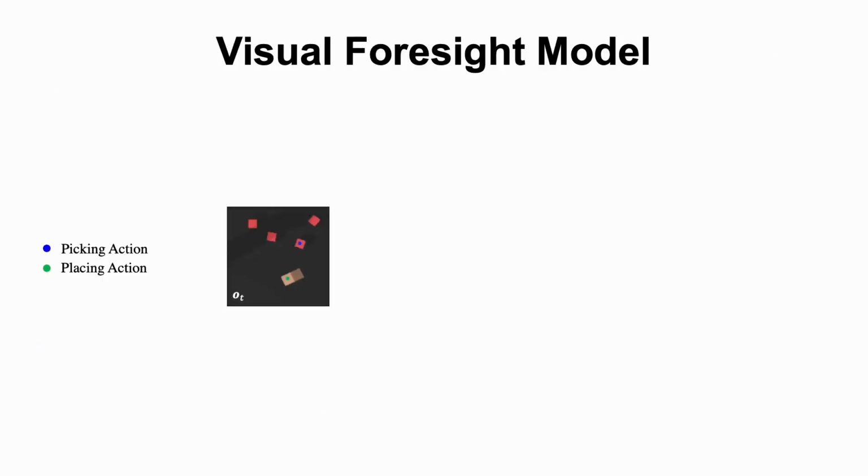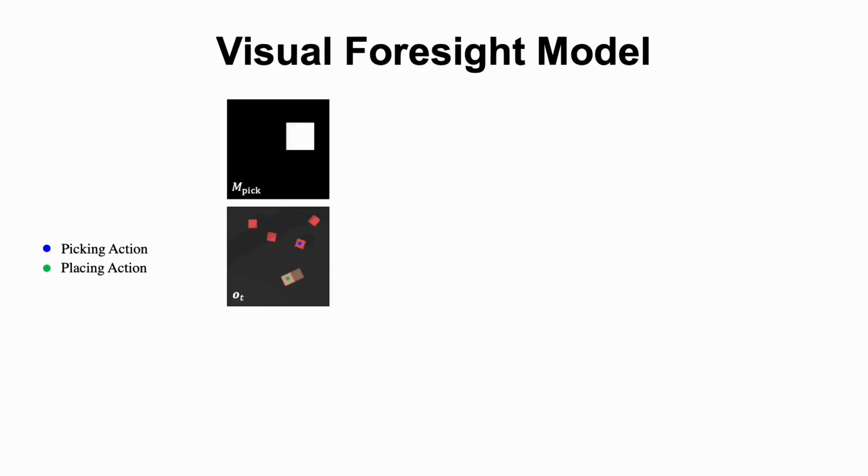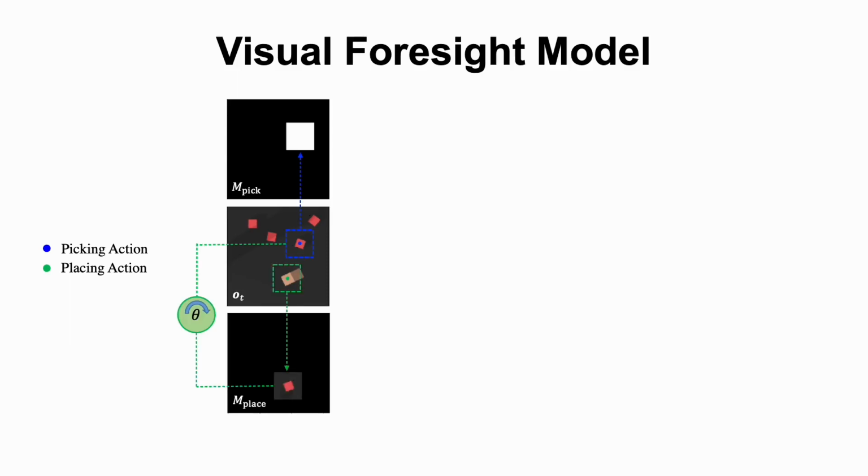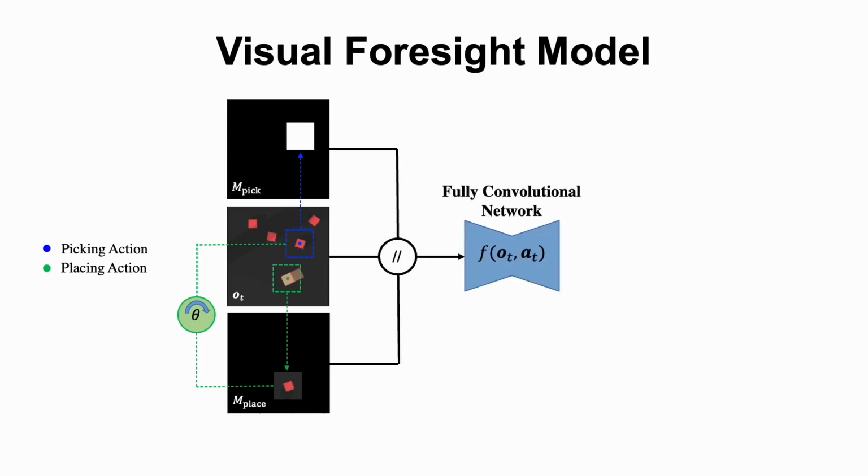The Visual Foresight model takes as input the current observation and a pick-and-place action. We encode the picking action as a binary image, which is positive within a square area at a picking position. To encode a placing action, we first rotate the current observation by the placing angle. Then we crop the rotated observation and paste the crop at the placing position to make the placing image. The action images and the current observation are then concatenated together and sent into a fully convolutional network, which outputs the next step observation.